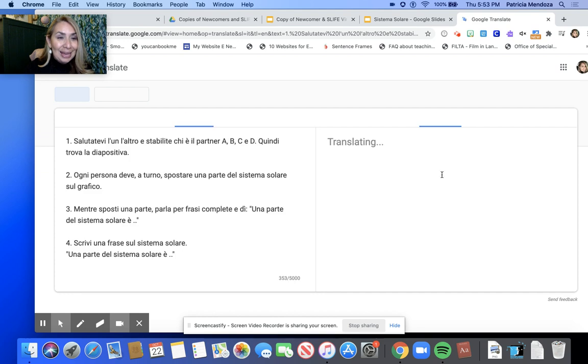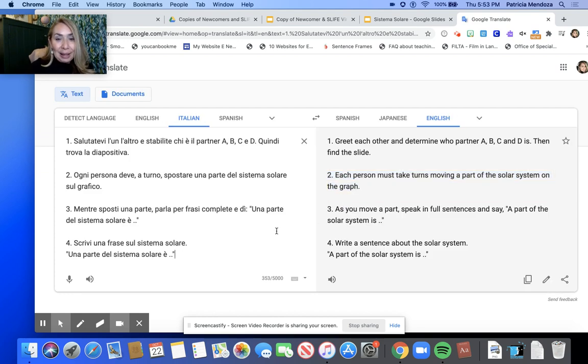For instance, you can take this hack and use Google Translate to provide the Italian that we were reading right now, and the directions are here. It can be read out loud to us. 1. Salutatevi l'un l'altro e stabilite chi è il partner A, B. Okay, so that wasn't helpful. On my right, I can now see in English what the steps are that I'm going to have to do next. Greet each other and determine who is partner A and B, because I would be working with my partner. And that we're each going to take turns moving parts of the solar system into the graph.